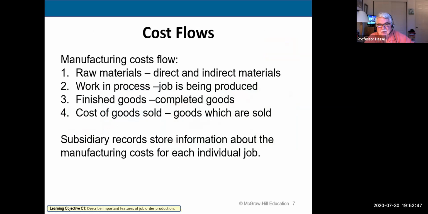Here's a slide from the chapter. Production cost or manufacturing costs are raw materials, work in process, finished goods, cost of goods sold. Raw materials go into work in process along with labor and overhead to produce a product that eventually gets sold and becomes an expense.